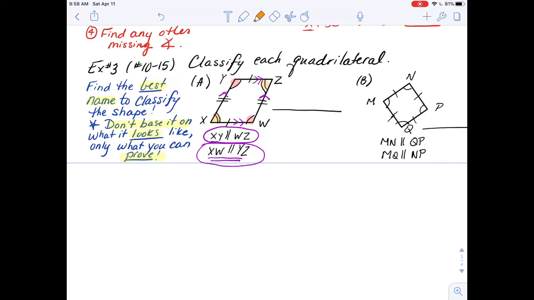Are all the sides exactly the same? No. I've got only 1 hash mark on top and bottom, 2 on the side. So unfortunately, the only thing I can actually call this, the best name is just a parallelogram.